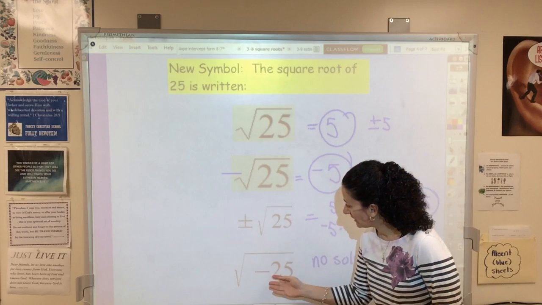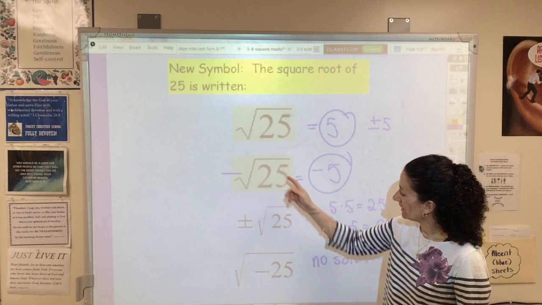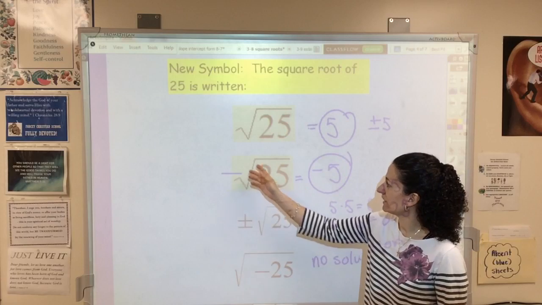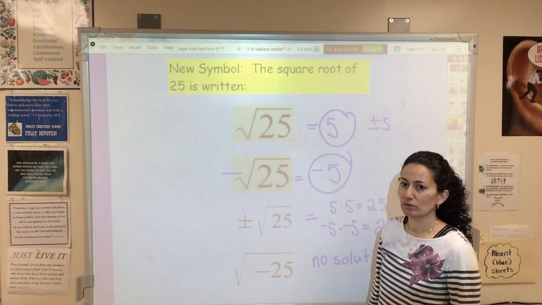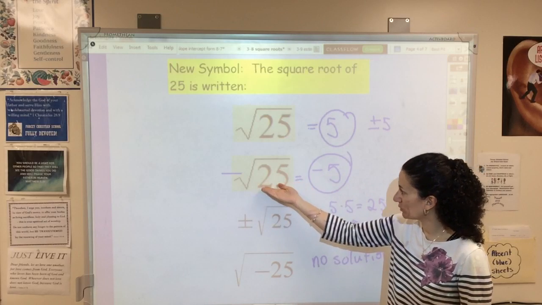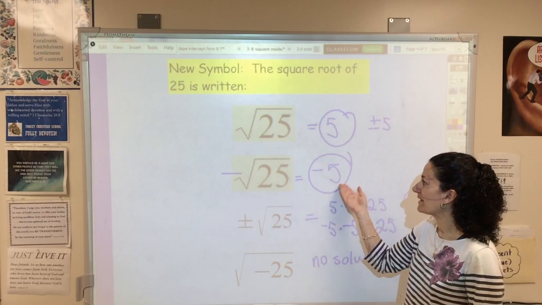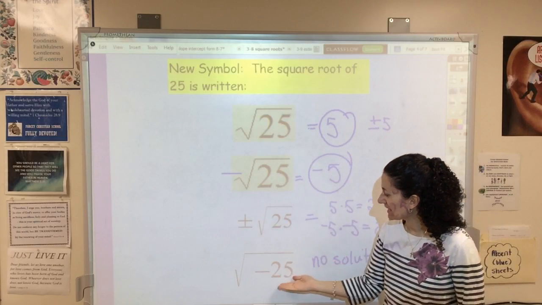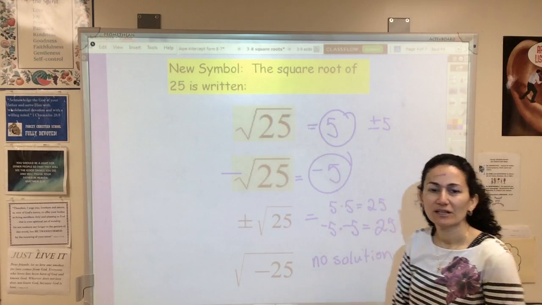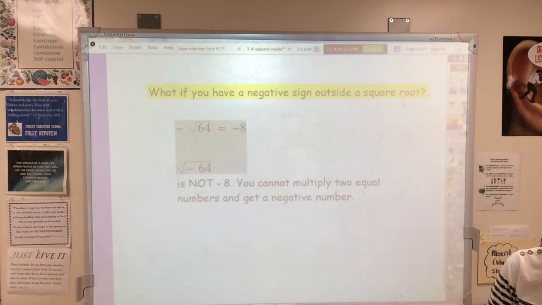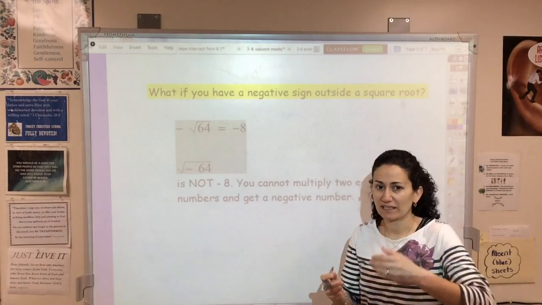And the difference between this and this is the negative sign here is inside the square root. Here the negative sign is outside the radical or square root sign. So this is negative 5 because you find the square root of 25 first, which is 5. Then you multiply by negative. So that gives us an answer of negative 5, whereas this is asking us to do something that's impossible. You cannot find a number and multiply by itself to get a negative square root, sorry.